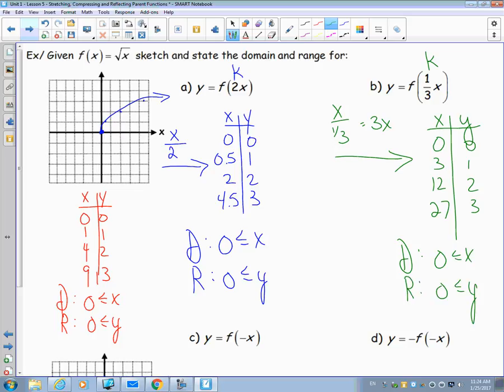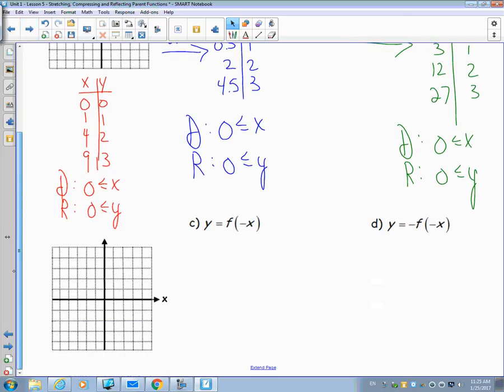Graph it. Now, obviously, this is not going to all fit in the graph. We'll just fit what we can. 0, 0, 3, 1, 12, and 2. That's way over here somewhere. It's a big, long thing like this. Okay. Still working with the same parent function. We're going to try some more. C and D.